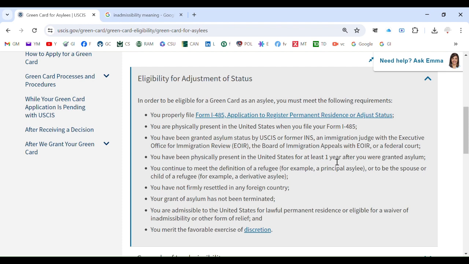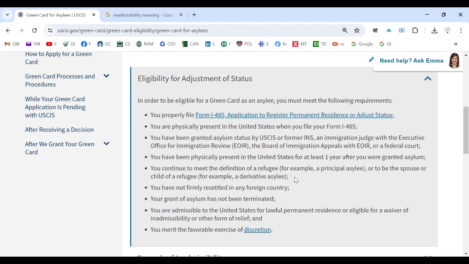And you continue to meet the definition of a refugee or to be the spouse or child of a refugee, for example, a derivative asylee. So there are two types of asylees. One is principal asylee, like for example, you are the principal asylee. So your spouse and your children, they will be derivative asylees. They will also get the asylee status because they are related to you.